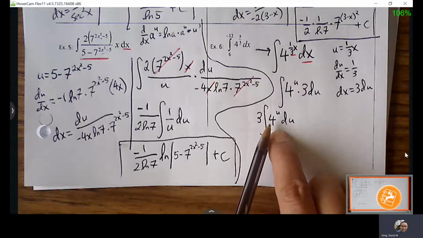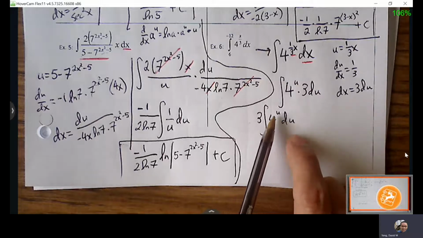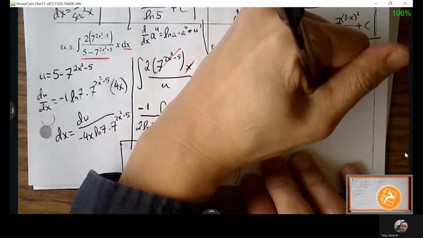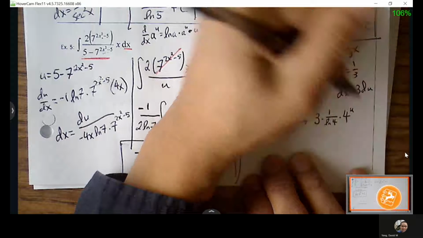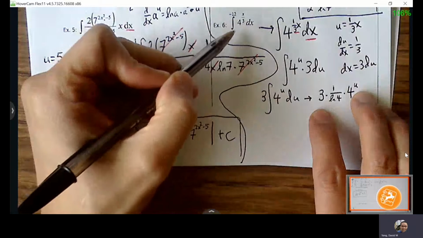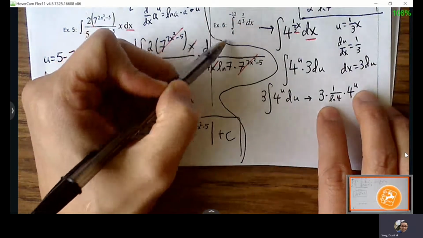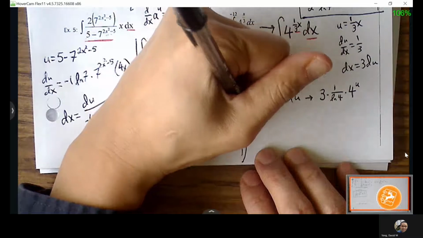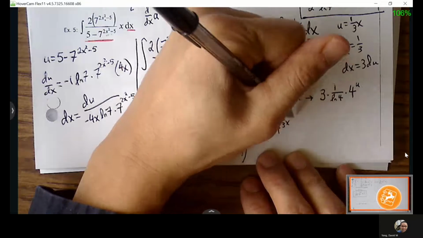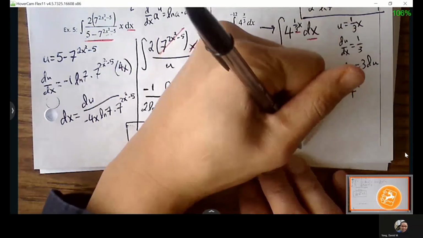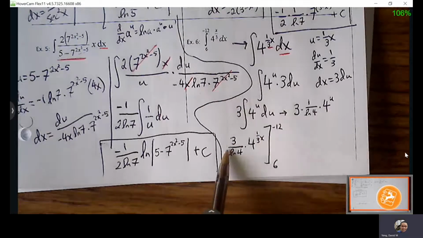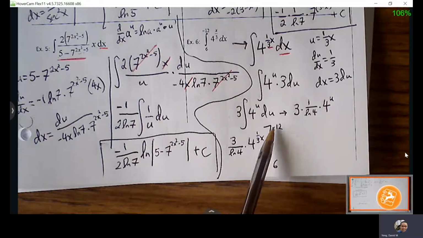4 to the u is just 1 over natural log of 4 times 4 to the x over 3. Okay, I will bring the 1/3 x back into the answer, and then I can involve the negative 12 and 6. Okay, any questions up to this point? We found the antiderivative. Instead of the plus c, I'm going to be involving my bounds.